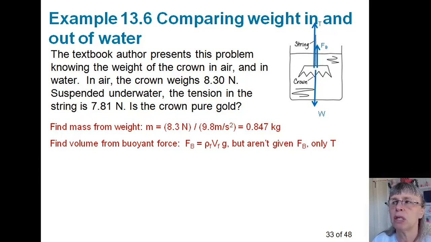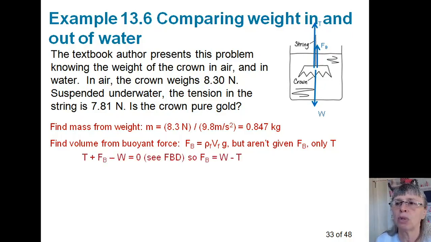It's just too easy to get confused otherwise. So with this free body diagram, you can see that the tension up plus the buoyant force up minus the weight is equal to 0, because it's not accelerating, it's motionless. So we're going to use that equation, tension up plus the buoyant force minus the weight equals 0, in order to calculate the buoyant force.